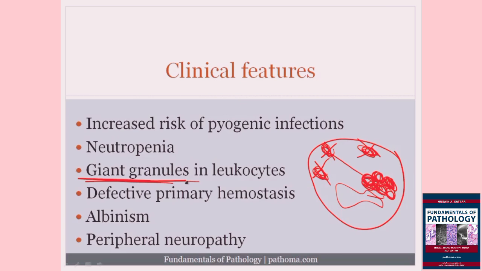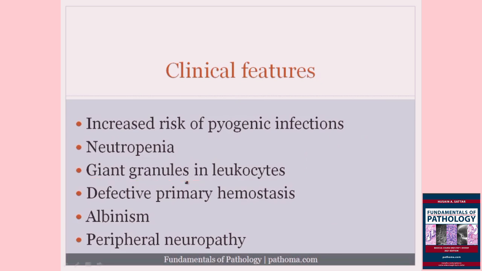Another problem that's going to occur in these patients is defective primary hemostasis. Same sort of idea. Primary hemostasis is dependent on the platelets, and the platelets contain granules, for example, dense core granules. And if the granules are not properly distributed and not properly functioning within the platelets, there'll be a defect in primary hemostasis.